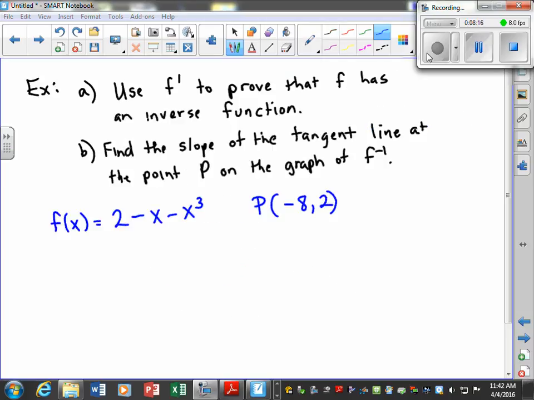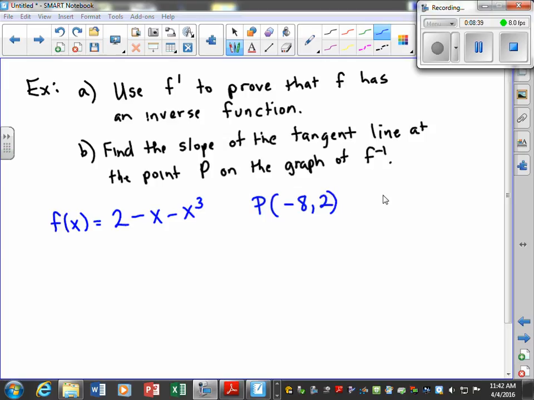Okay, our next example is going to be a little bit different. Part A, we've done this before. We're going to use our first derivative to prove that it has an inverse function. And then for part B, we're going to find the slope of the tangent line at the point P on the graph of f inverse. So our given function is this, and this is the point P that's on our f inverse function.